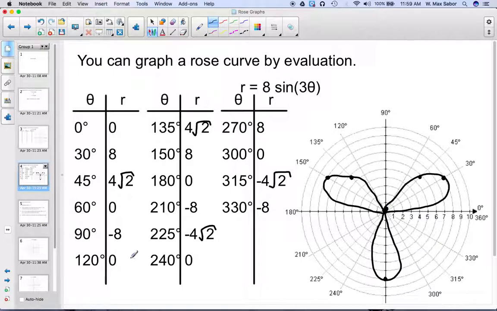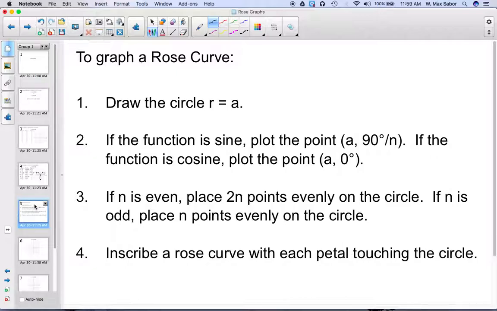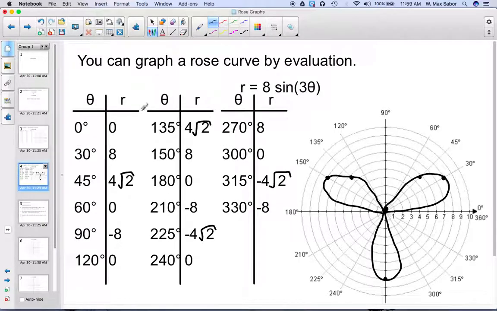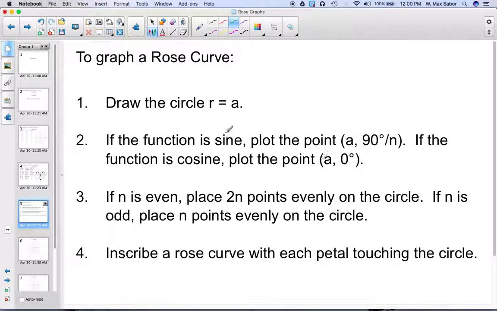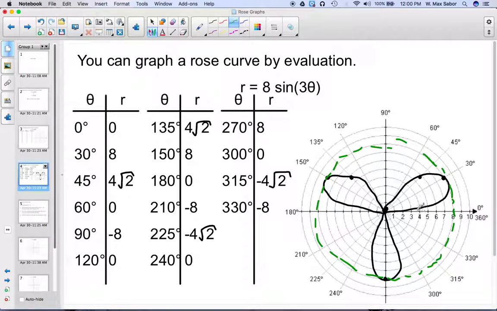But how would we graph this without having to go through this process of plotting each point separately? Well, first we want to draw the circle r equals a. So in this case, that would have been this circle with radius 8. And the rose curve is going to be inscribed in there. Then, if the function is sine, we're going to plot the point a, 8, 90 divided by n. So 90 divided by n, that was this point.